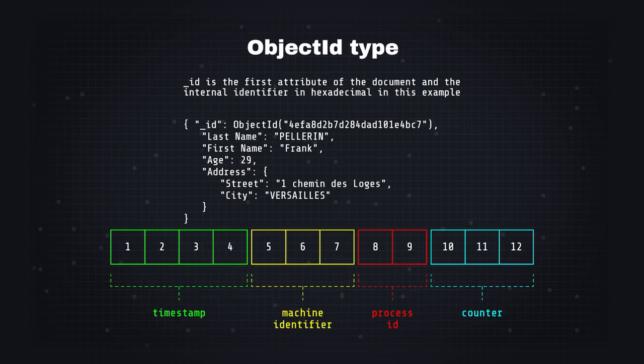Each document on MongoDB has an ID. ID is the first attribute of the document, and the internal identifier is in hexadecimal value. In this example, we can see that the first 4 bytes are for a timestamp, the next 3 bytes contain the machine identifier, the next 2 bytes contain the process identifier, and the last 3 bytes are a counter.